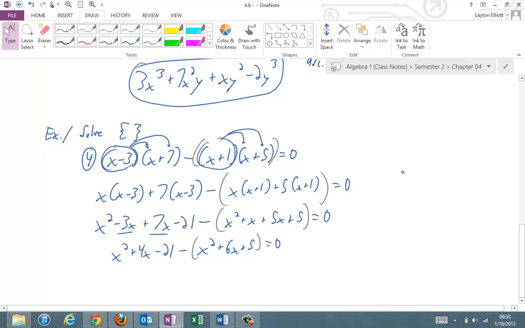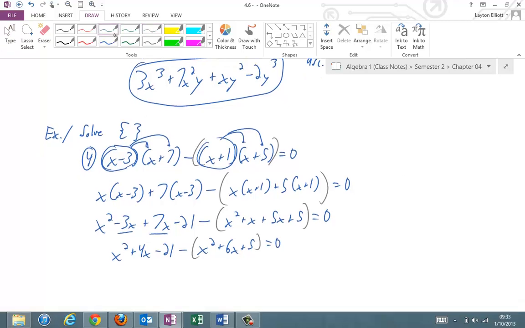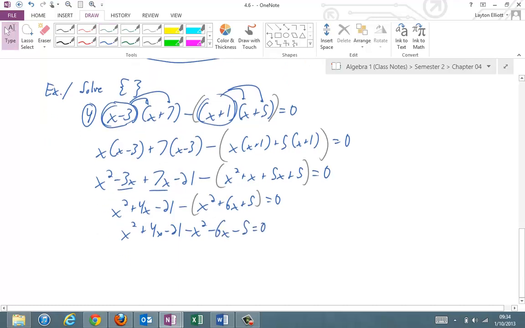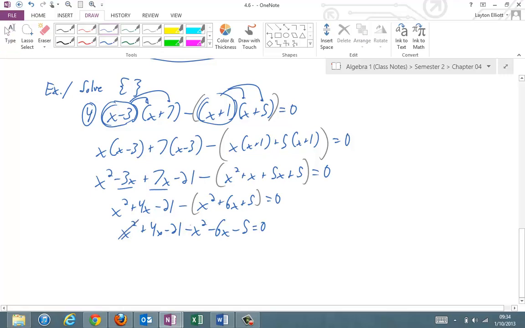Now we distribute the negative that's in front of the giant set of parentheses. x squared plus 4x minus 21 minus x squared minus 6x minus 5 equals 0. We haven't done factoring yet, so our x squared terms should drop out. Combine our like terms, 4x and negative 6x are negative 2x. Negative 21 minus 5 is negative 26.